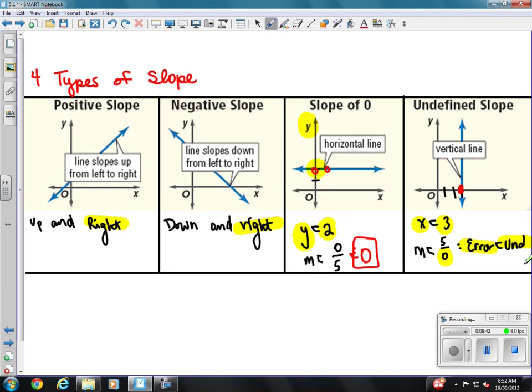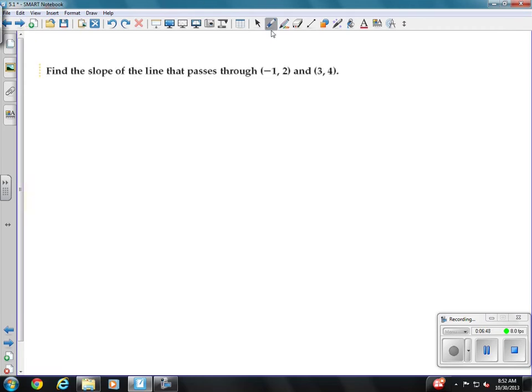So now that we've seen our 4 types, we've seen an example already done for us. Now let's get into our example. So example 1, it asks us to find the slope of a line that passes through negative 1, 2, and 3, 4.